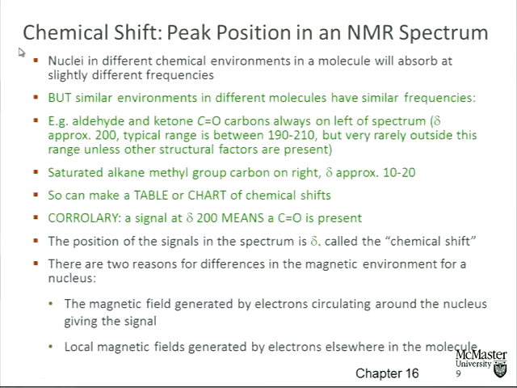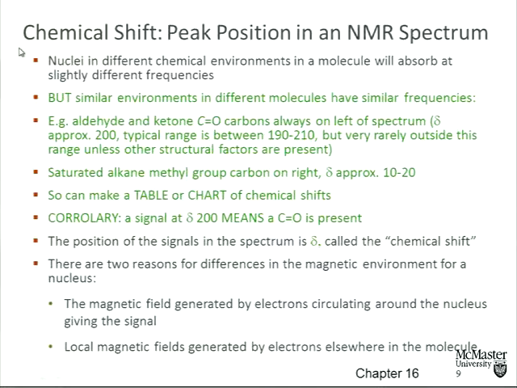So there's an important corollary from this. Saturated alkane methyl groups are the ones furthest to the right. CH3 has a chemical shift of about 10 to 20, getting down towards the CH3 group in TMS. So the corollary is that if I take an unknown compound, record the carbon-13 NMR spectrum, and I see a signal at 200 ppm, what can I deduce? It's an aldehyde or a ketone, right? Because no other types of carbons come in that relatively narrow region between 190 and 210 ppm.